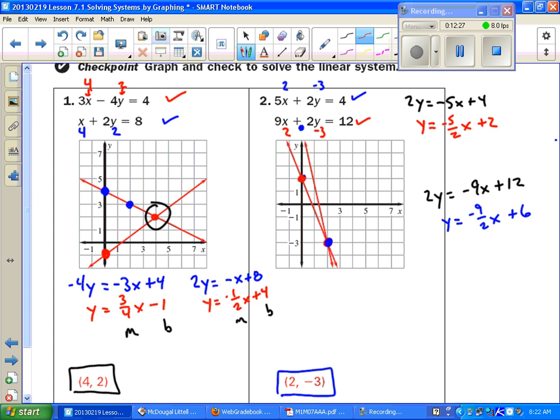Graph both on the same plane. The point they intersect is your correct answer.